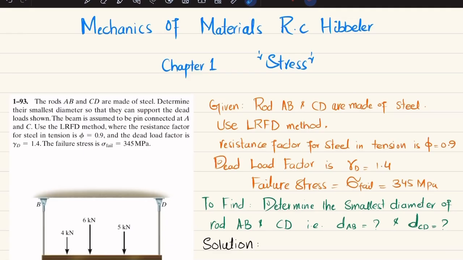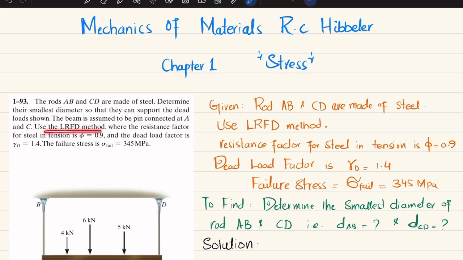Welcome back. In this video, we are going to solve problem 1-93, taken from chapter 1, Stress, of the book Mechanics of Materials by R.C. Hibbeler. The statement is: the rods AB and CD are made of steel. Determine their smallest diameter so that they can support the dead load shown. The beam is assumed to be pin connected at A and C.